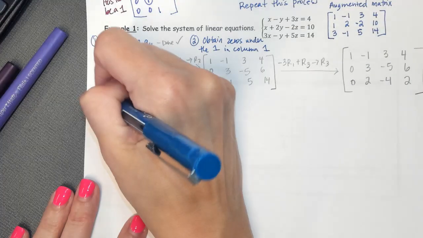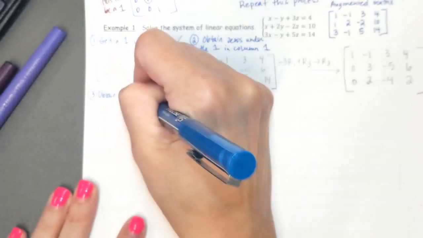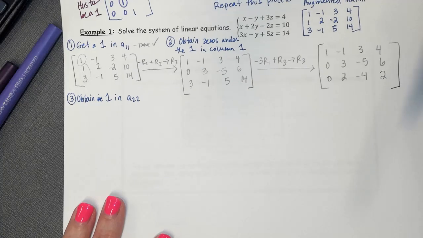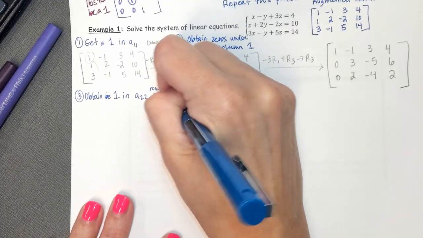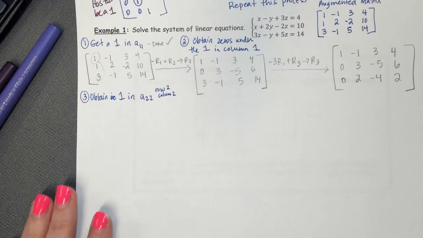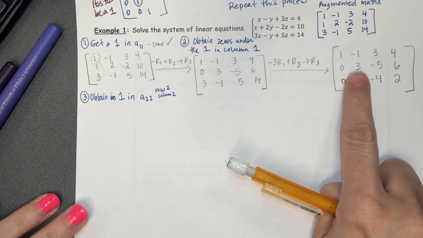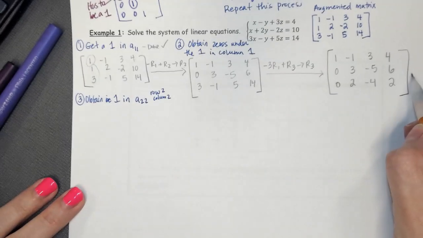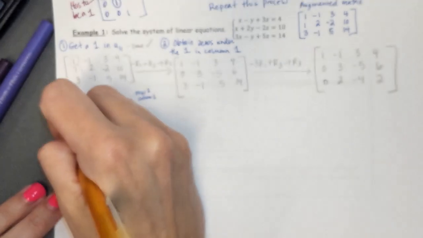Now we have to obtain a 1 in A22. So row 2, column 2 is what we want. This was row 1, column 1. One way you can always do that is to multiply by the reciprocal. You can put the arrow here if you're going from one step to another. You can also just put the arrow here.